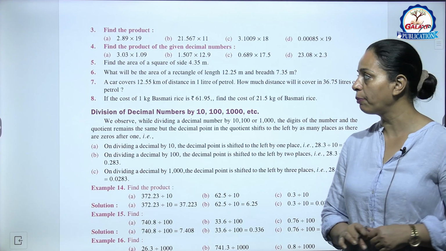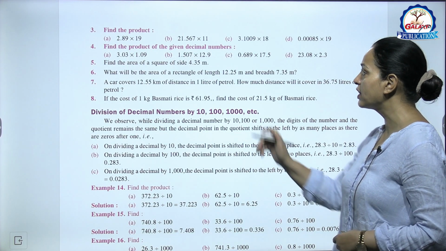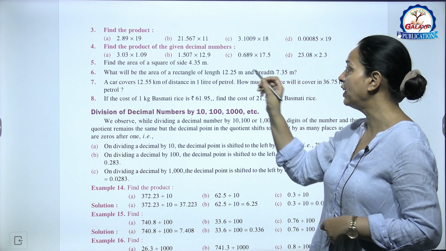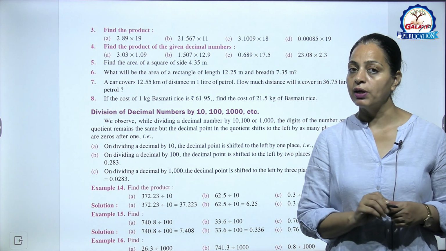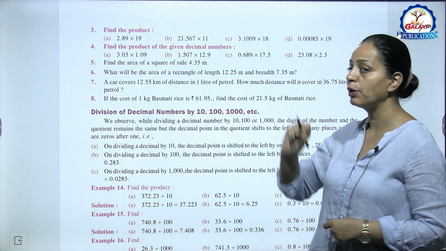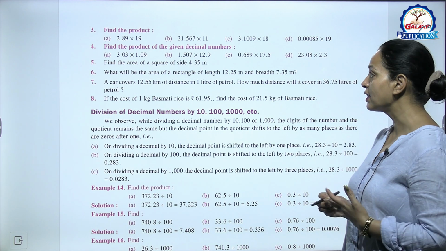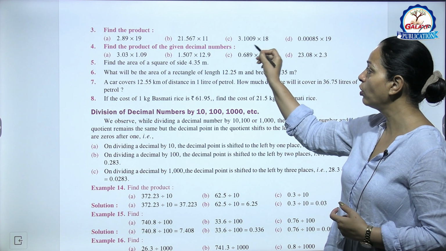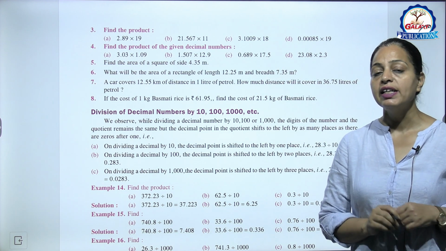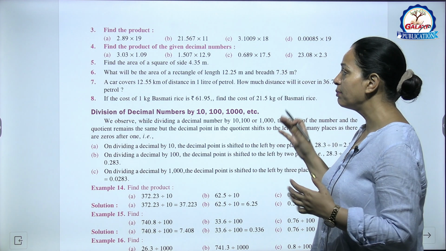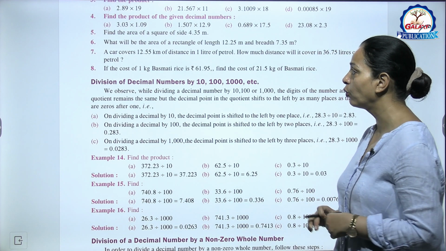Now come to question number 3. Find the product. Now see part 3.1009 into 18. यानी इन दोनों नंबर्स को मल्टीप्लाई करेंगे, अभी हम डेसिमल पॉइंट नहीं लगाएंगे। देन वॉट एवर द रिजल्ट, उस रिजल्ट में क्या करेंगे, बिफोर 4 डिजिट्स वी हैव टू पुट द decimal point. I hope you can try remaining parts. Similarly, fourth question you can try on your own.